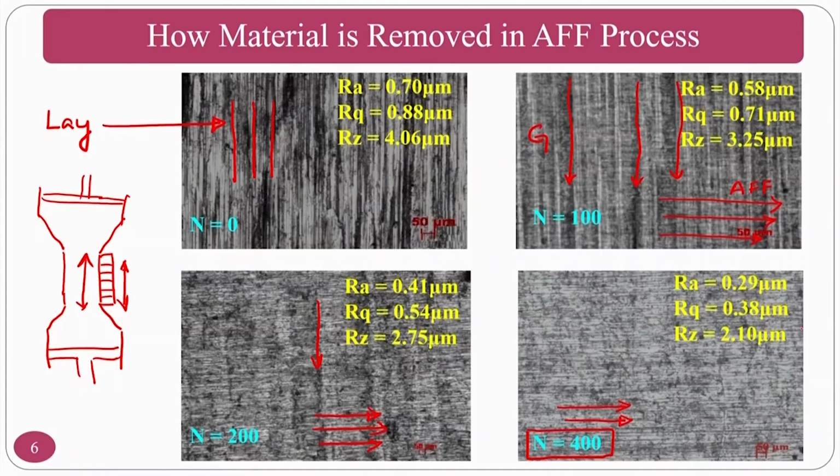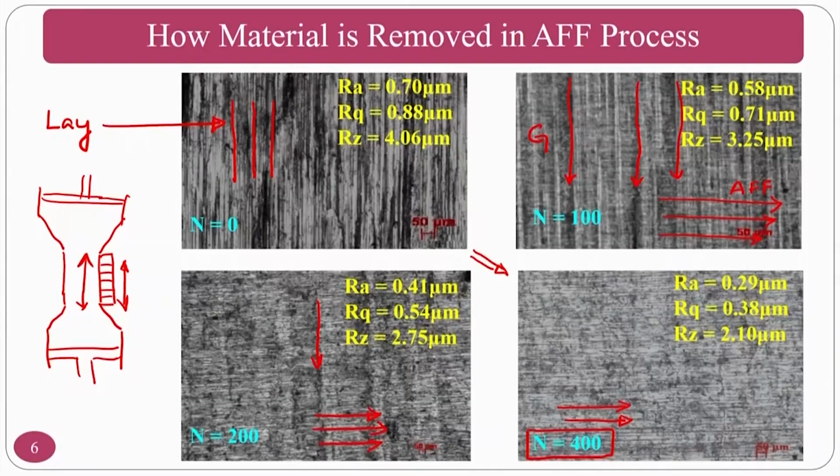Okay, this is how you can see that the grinding marks are completely transformed into finishing marks of the abrasive flow finishing process. Okay. This is how the material removal mechanism takes place, and whatever physics I spoke about in the previous slide about the viscoelastic nature will shear the surface peaks, the grinding marks gradually disappear, and only abrasive flow finishing marks will be appearing on the surface.